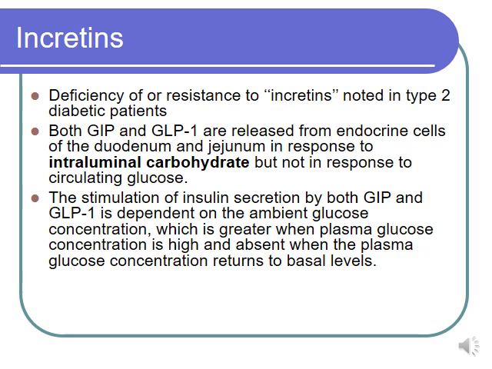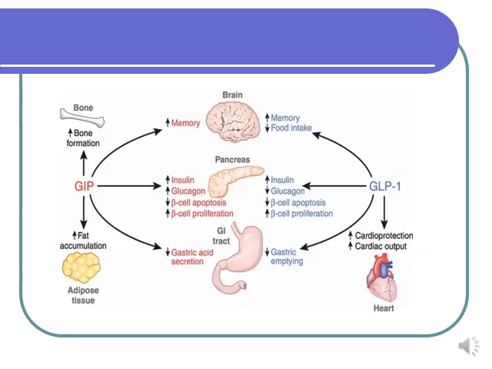The stimulation of insulin secretion by both these hormones is dependent on the ambient glucose concentration, which is greater when plasma glucose concentration is high and absent when plasma glucose concentration returns to basal levels.